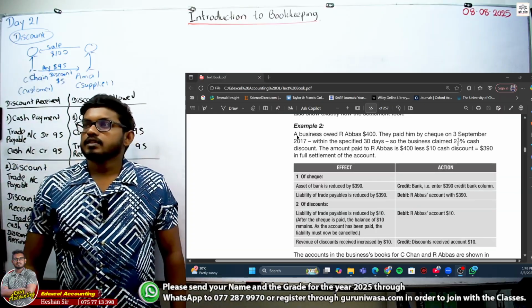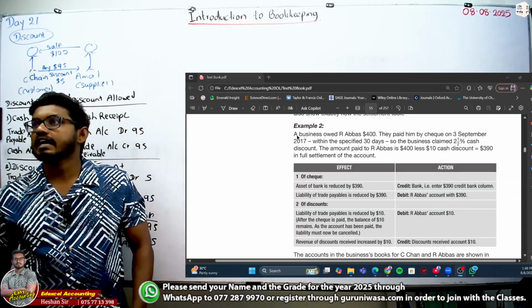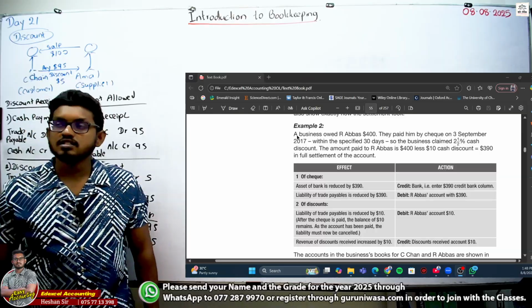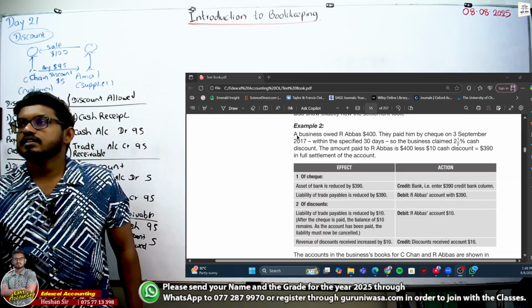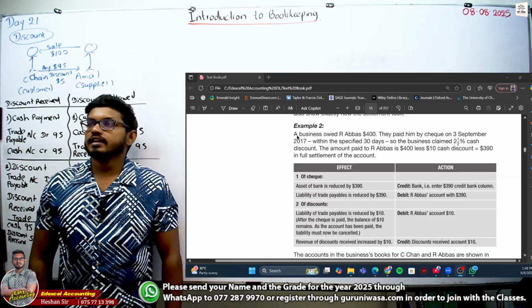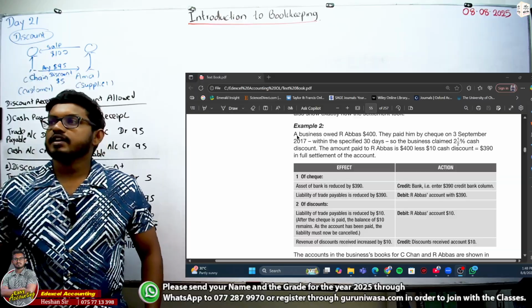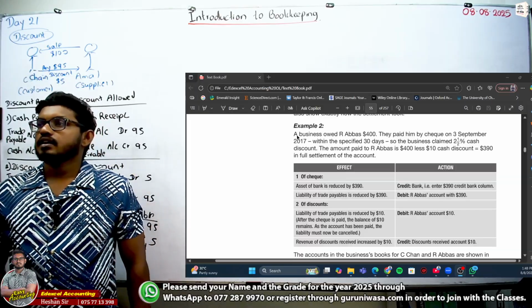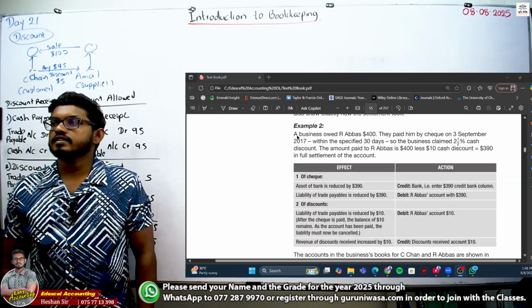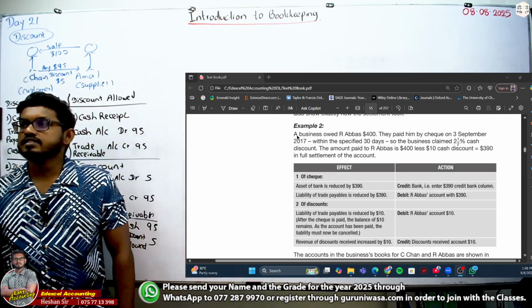Now from the business perspective, the business has to pay that to R. Abbas. From the customer's point of view, the asset is reduced by 390, and the liability of trade payable is reduced by 390. When it comes to the discount, the liability of trade payable is reduced by 10, and revenue of discount received is increased by 10. Just remember, from the customer's point of view, discount received is an income.